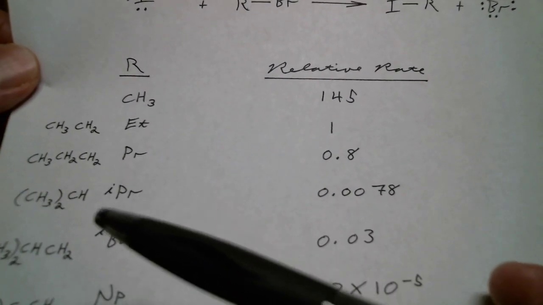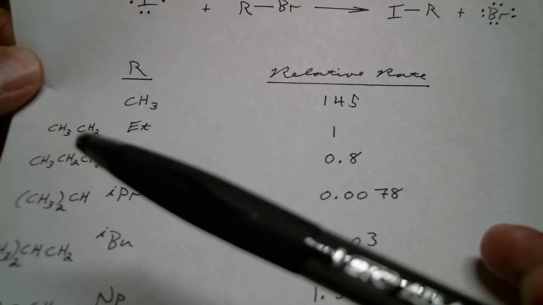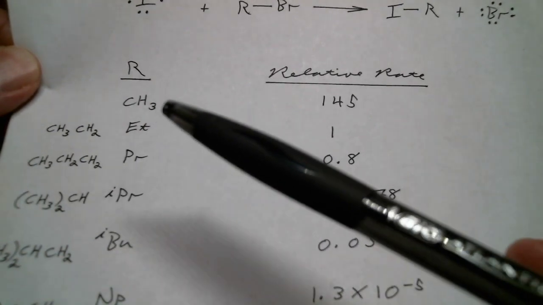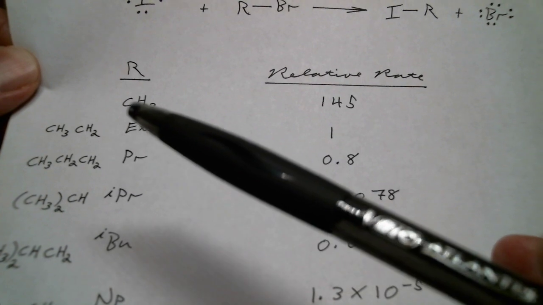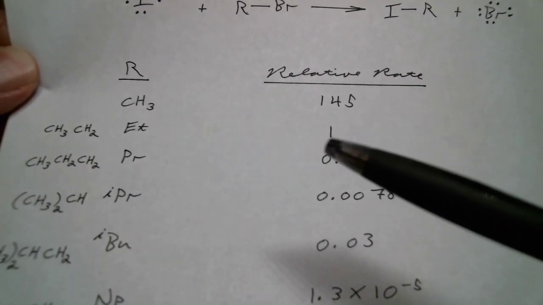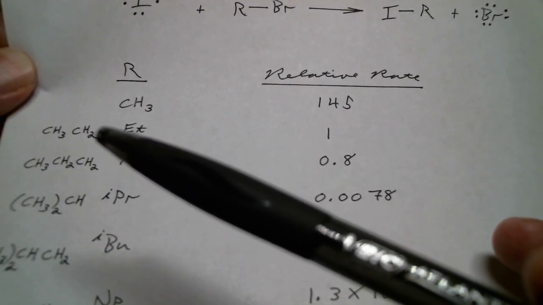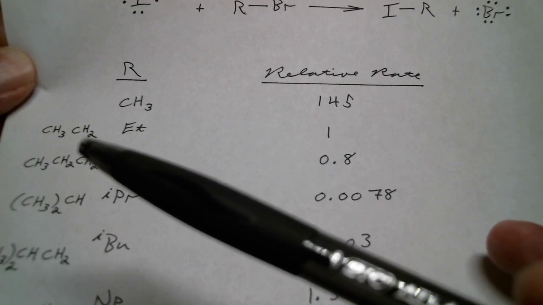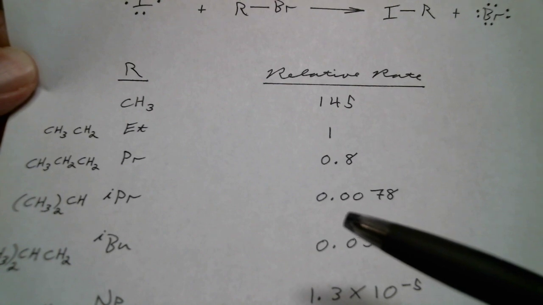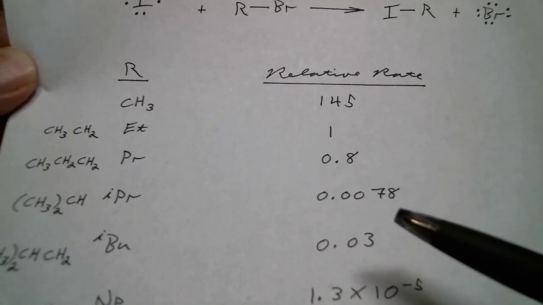What if we're isopropyl? Now, we're substituting another one of these hydrogens for a methyl group. When we went from methyl to ethyl, we substituted a hydrogen for a methyl group. We decreased our reaction rate a couple-fold. Now we'll substitute another hydrogen on that reactive carbon center for a methyl group, and we'll get the isopropyl group. Wow, our reaction rate went down to 0.0078.